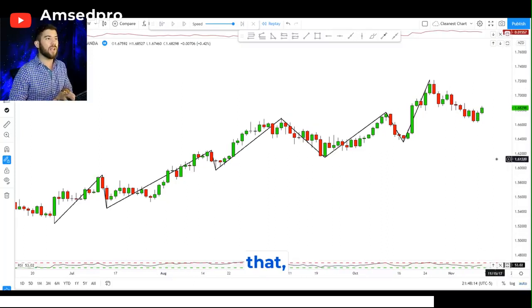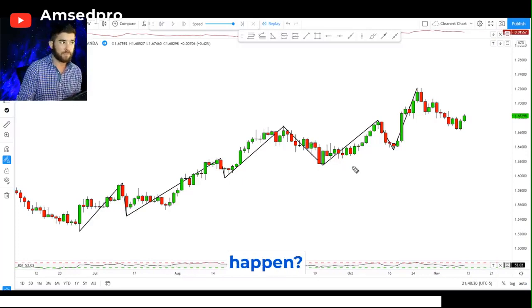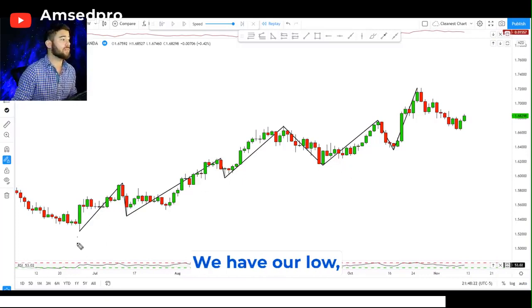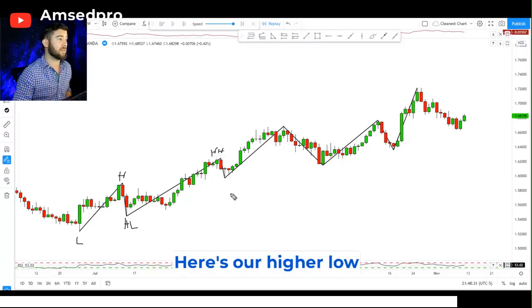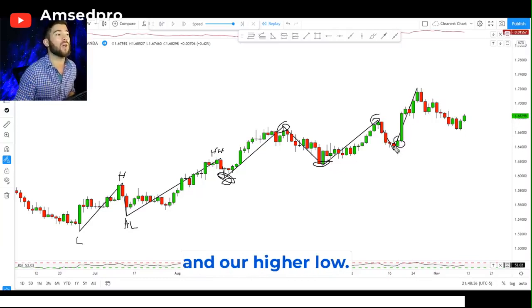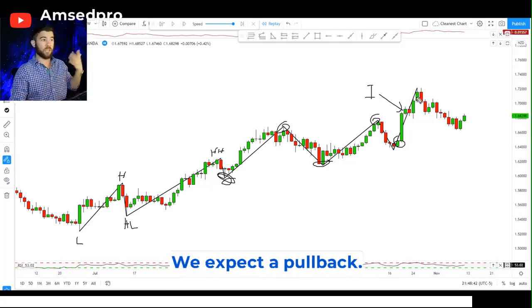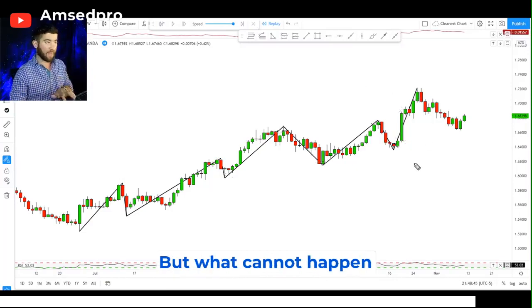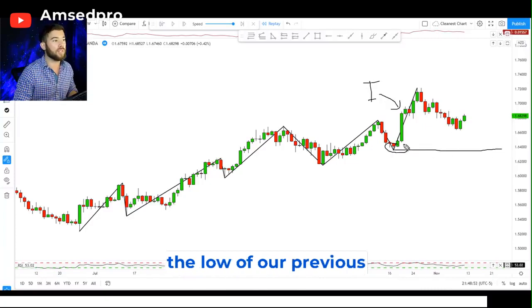And just to show you that, let's click play and see what happens. At this point right now, looking at the chart, what do you expect to happen? What do we have? We have our low, just as we were just drawing it out, to a high, a higher low, a higher high. Here's our higher low right here, our higher high, our higher low, our higher high, and our higher low. We have now done what? Created an impulsive move. What do we expect after the impulsive move? We expect a pullback, but what cannot happen? This pullback after our impulsive move cannot break and close below the low of our previous pullback.